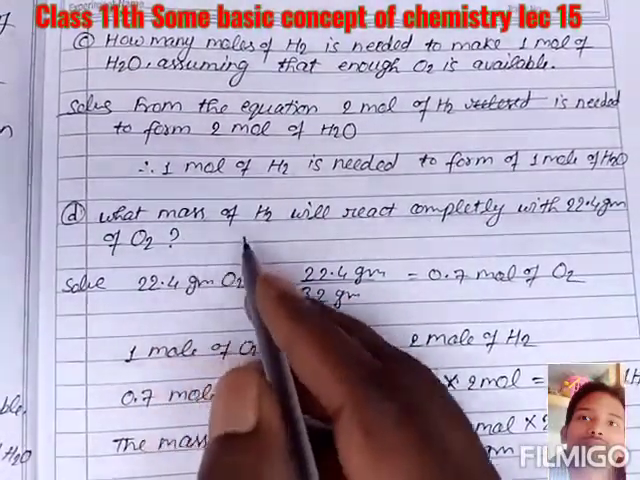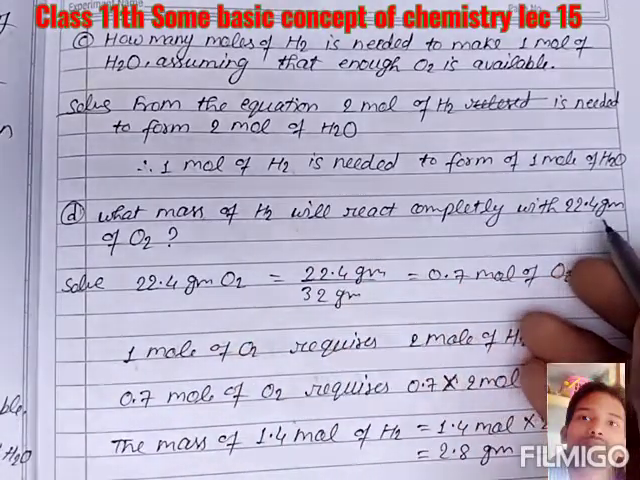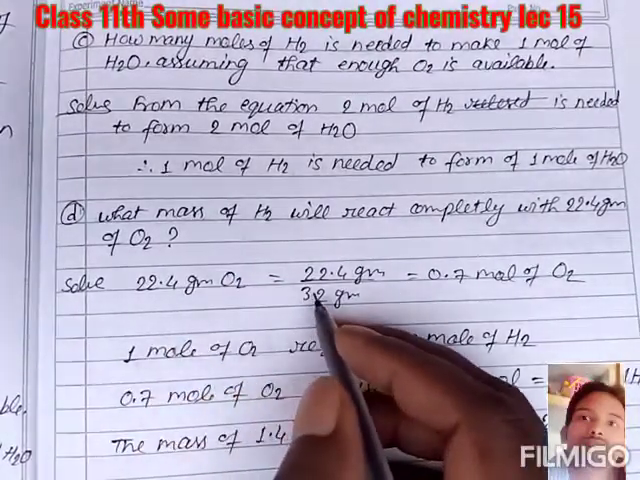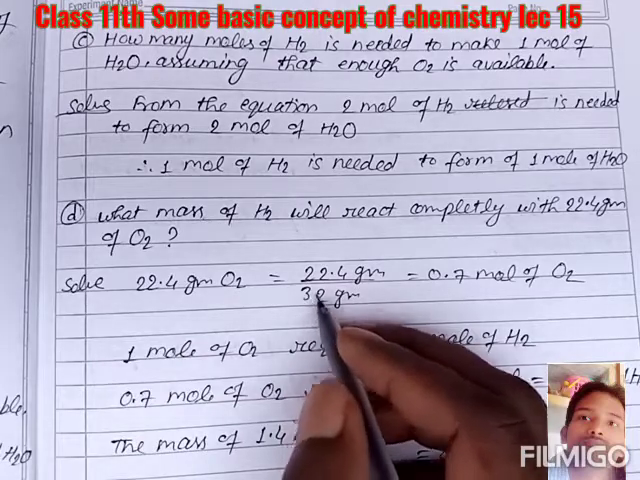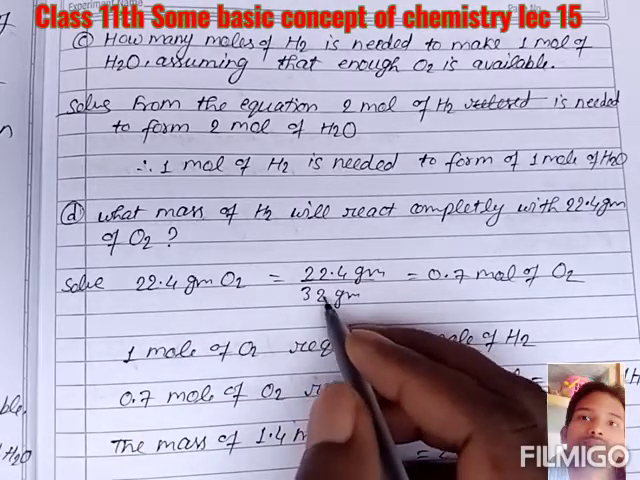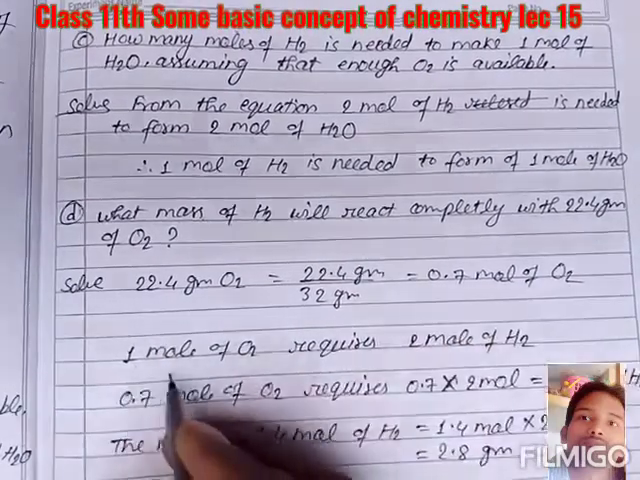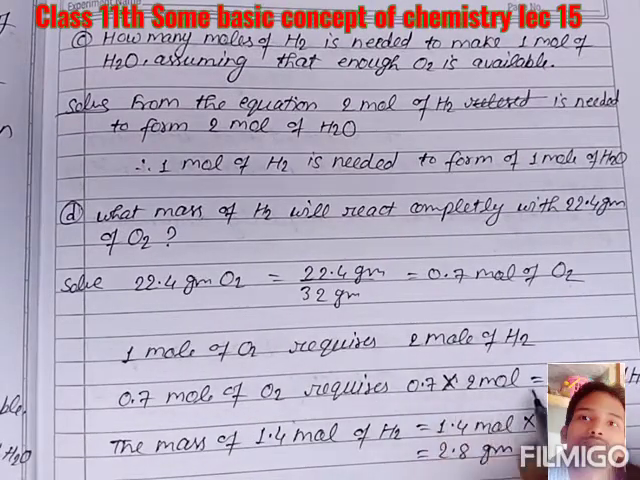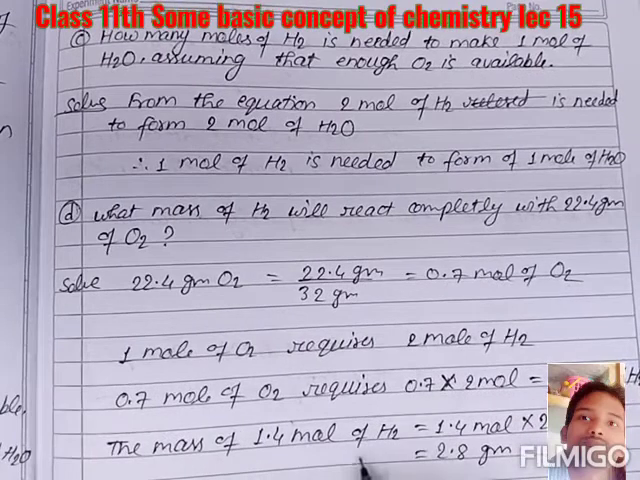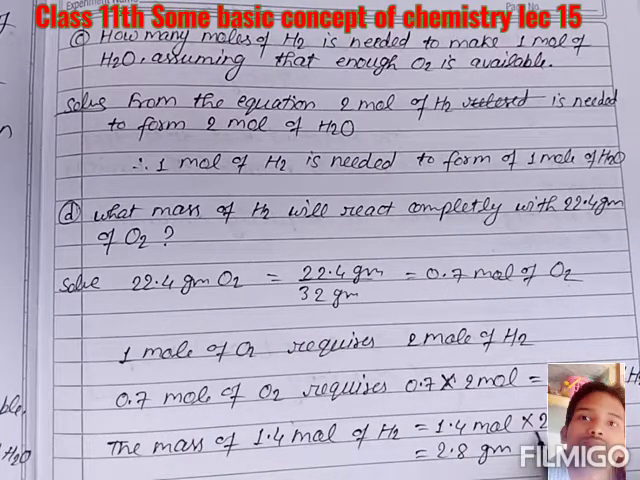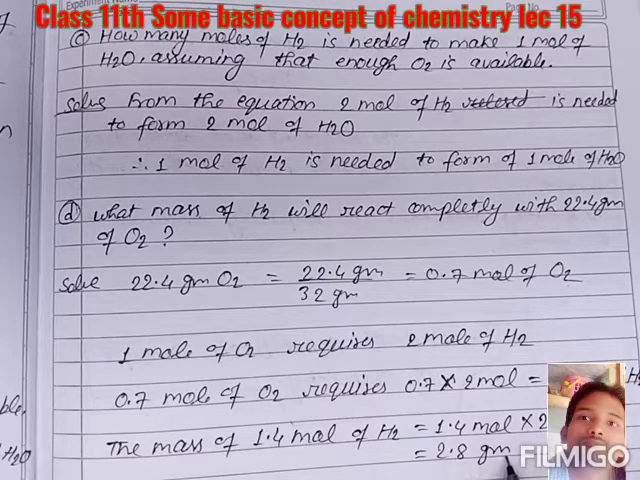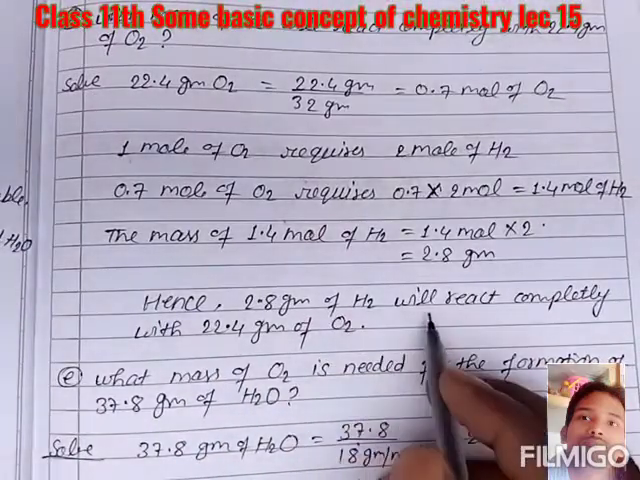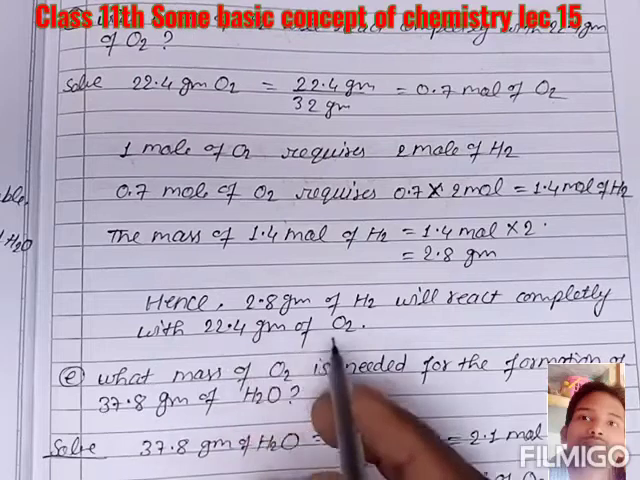And D question is, what mass of hydrogen will react completely with 22.4 gram of oxygen? You know that 22.4 gram of oxygen is equal to 22.4 divided by 32. Oxygen's molecular weight is 32, so you will get 0.7 mole of oxygen. 1 mole of oxygen requires 2 mole of hydrogen. 0.7 mole of oxygen requires 0.7 into 2 mole, which is equal to 1.4 mole of hydrogen. The mass of 1.4 mole of hydrogen is 1.4 into 2, which is equal to 2.8 gram. Hence 2.8 gram of hydrogen will react completely with 22.4 gram of oxygen.